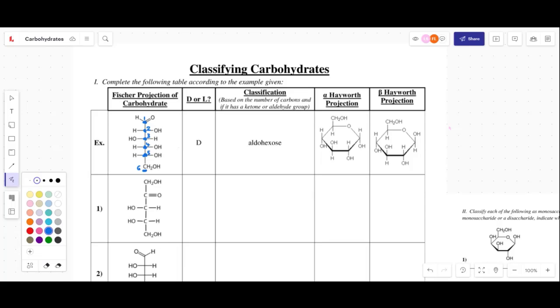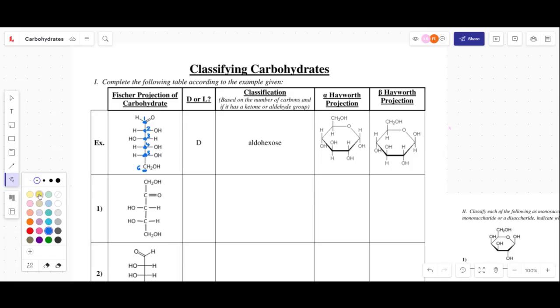The last chiral carbon, the chiral carbon furthest away from the C double bond O, is going to be carbon number 5. And you might be like, well, what's a chiral carbon? We'll get to that in just a little bit. But in these Fischer projections, it's typically the last carbon that is shown with a cross.